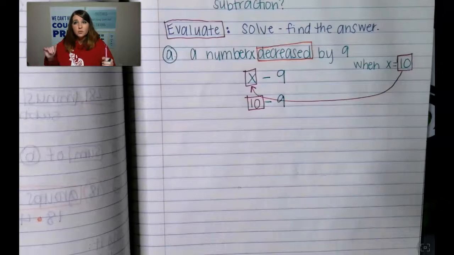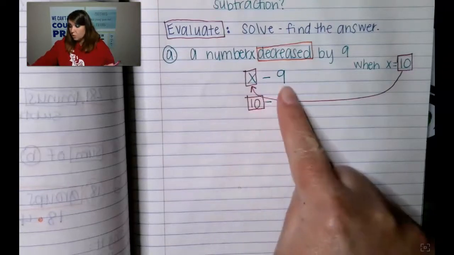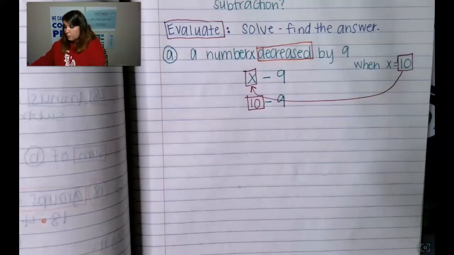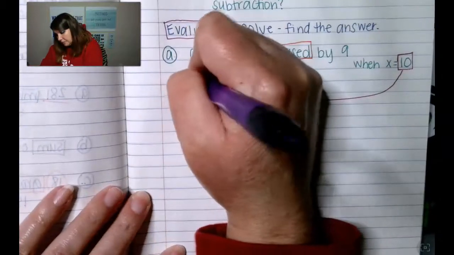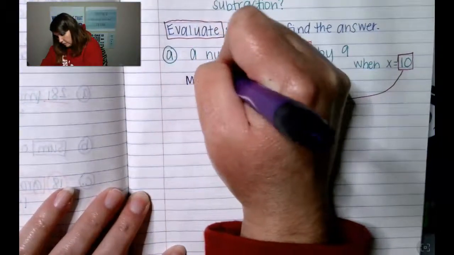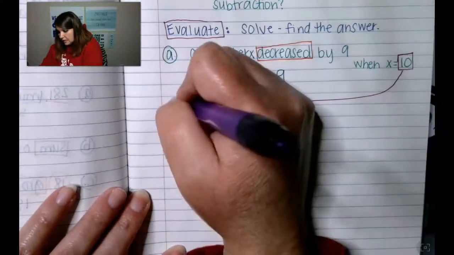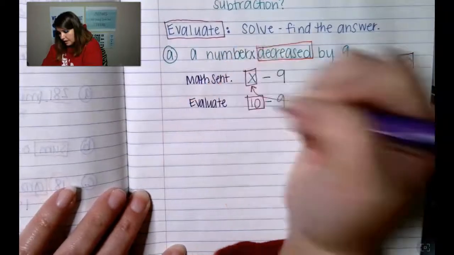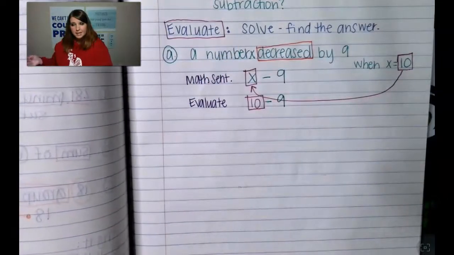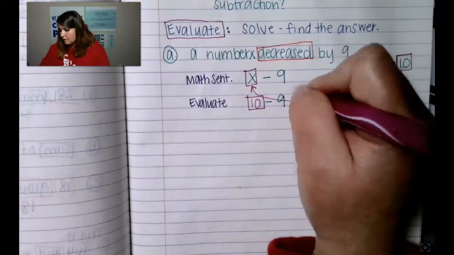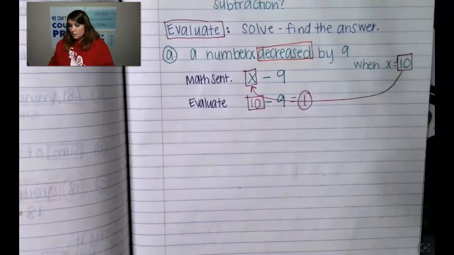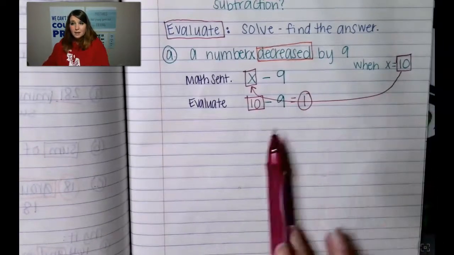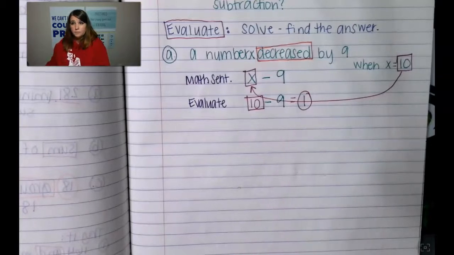Now we're going to evaluate. Step 1, we're writing the expression, the math sentence. Here's my math sentence. Step 2 now is to evaluate. When I evaluate 10 minus 9, I get 1. So a number decreased by 9 when x equals 10 is 1.